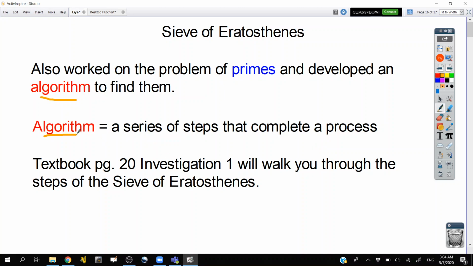That said, an algorithm gives you steps. It says, step 1, pick up the toothbrush. Step 2, put toothpaste on the toothbrush. Step 3, do something else. So it gives steps. Textbook page 20 will walk you through the steps of the sieve of Eratosthenes. And I hope when you work through that, you should see all of the primes pop out. The last thing I want to tell you, finding primes is a very, very difficult problem, and a problem that had no application for thousands of years.